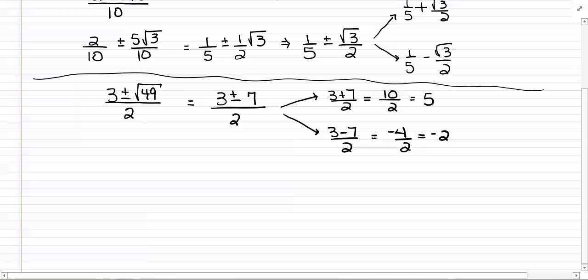And we couldn't do that with the previous problem because the radical 3 and the 1 don't add together. They're not like terms. But the 3 and the 7 here are like terms, and you can go ahead and add those together.